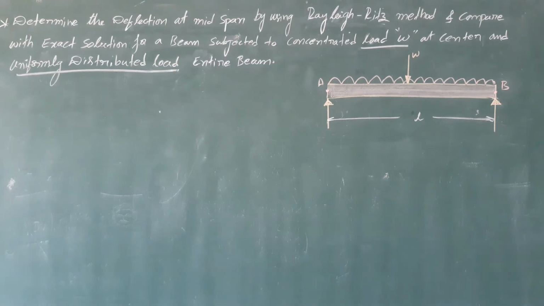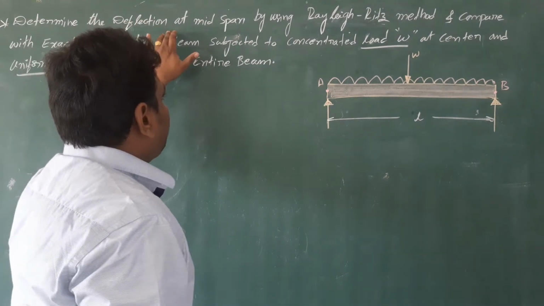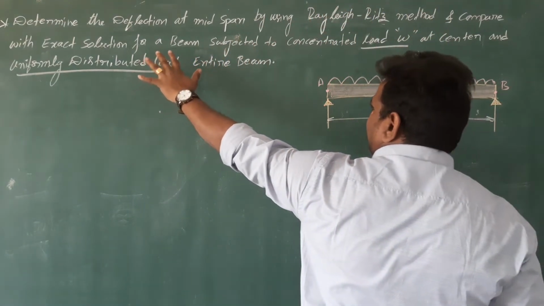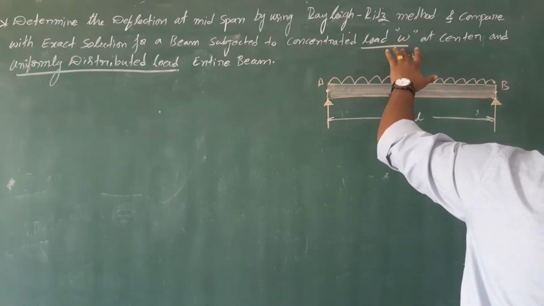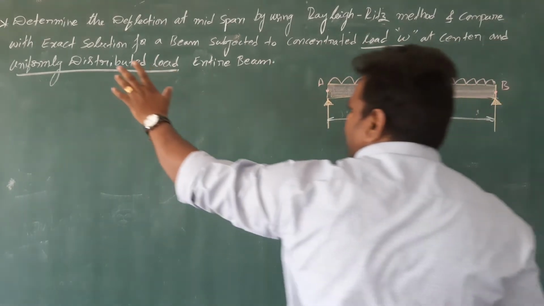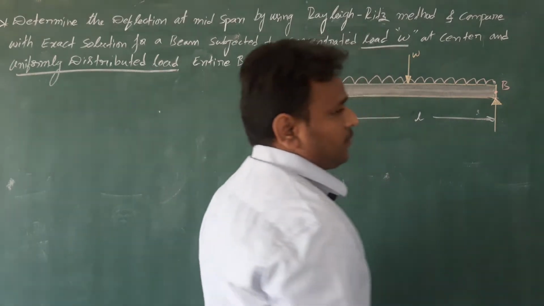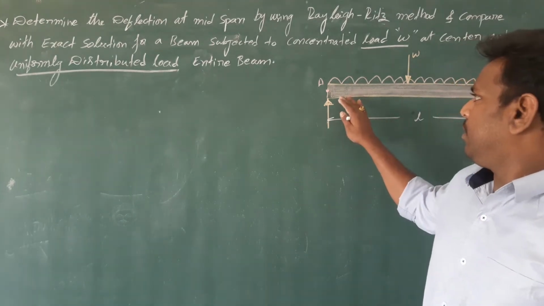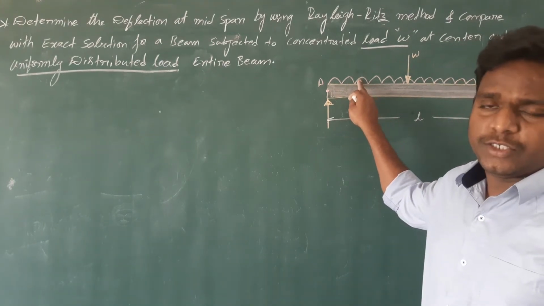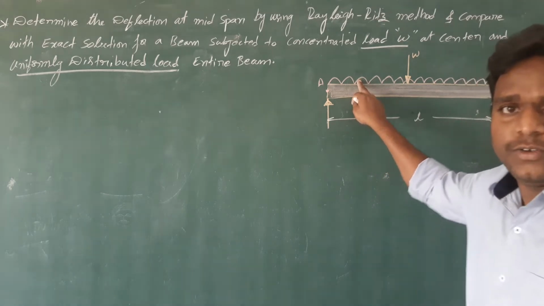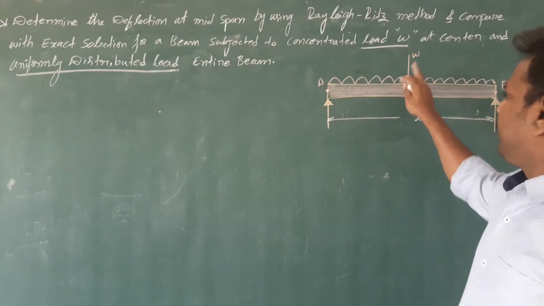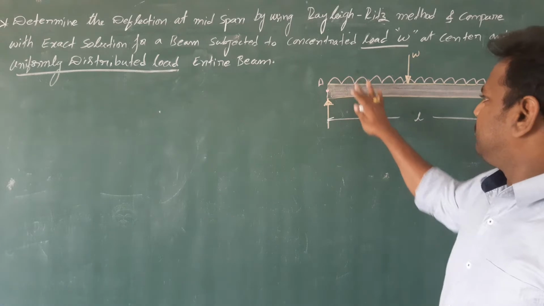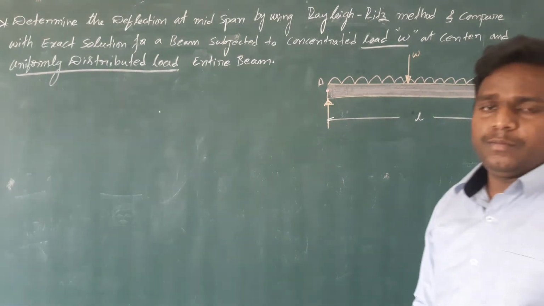Now we are going to determine the deflection at midspan by using the Rayleigh-Ritz method and compare with the exact solution for a beam subjected to a concentrated load W at the center and a uniformly distributed load. I have already done a video on only the uniformly distributed load, and also individually on the point load. Here they are asking for both loads applied on the beam element.